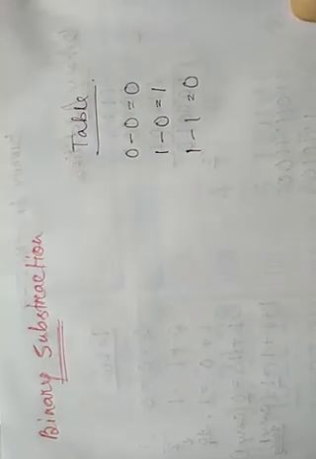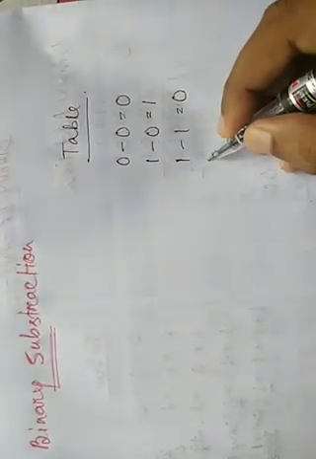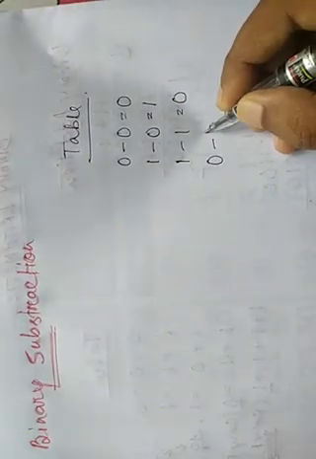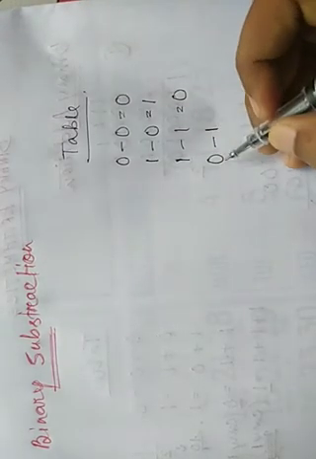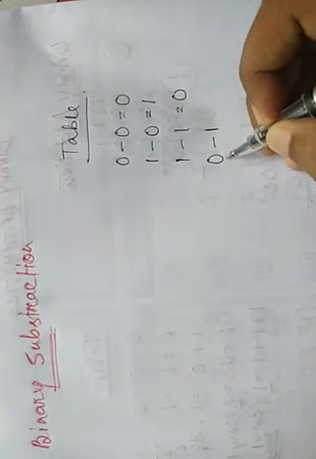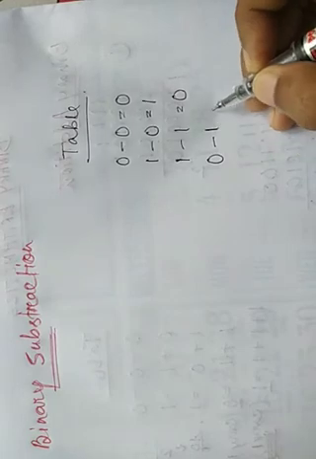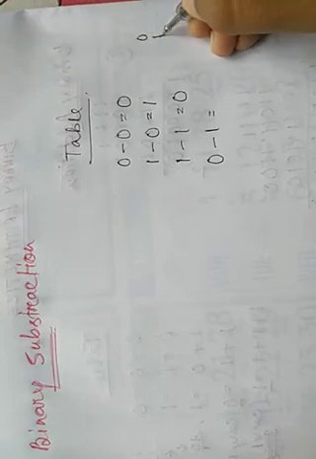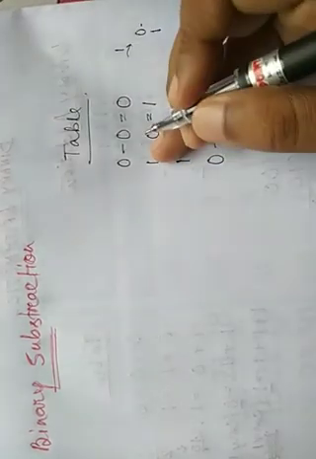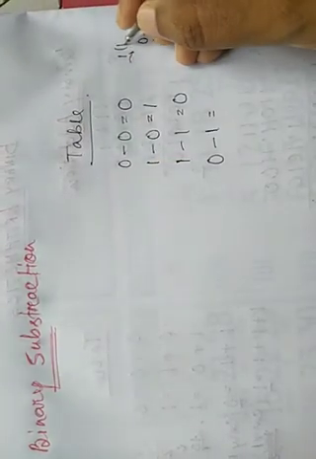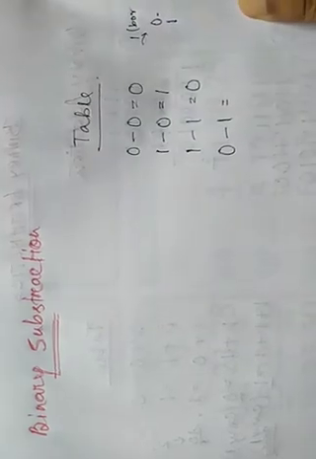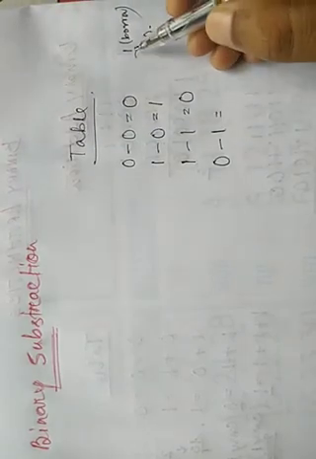Now comes the trick. What is the trick? If we want to subtract 0 minus 1, that is, we have to subtract a larger number from a smaller number, then what will we do? 0 minus 1 we cannot subtract because 0 is smaller than 1. So we have to borrow 1 from any previous digit. So this is our borrow.